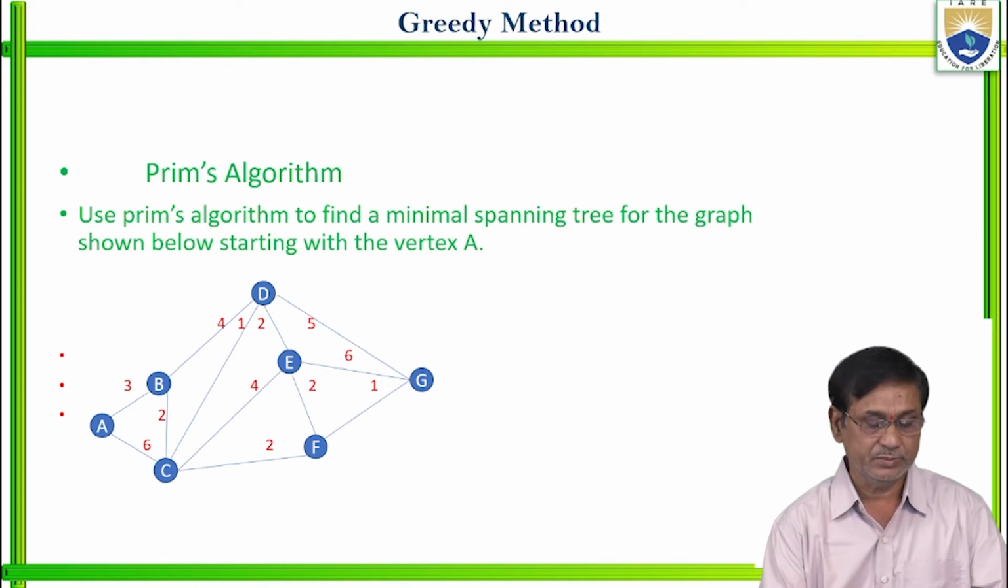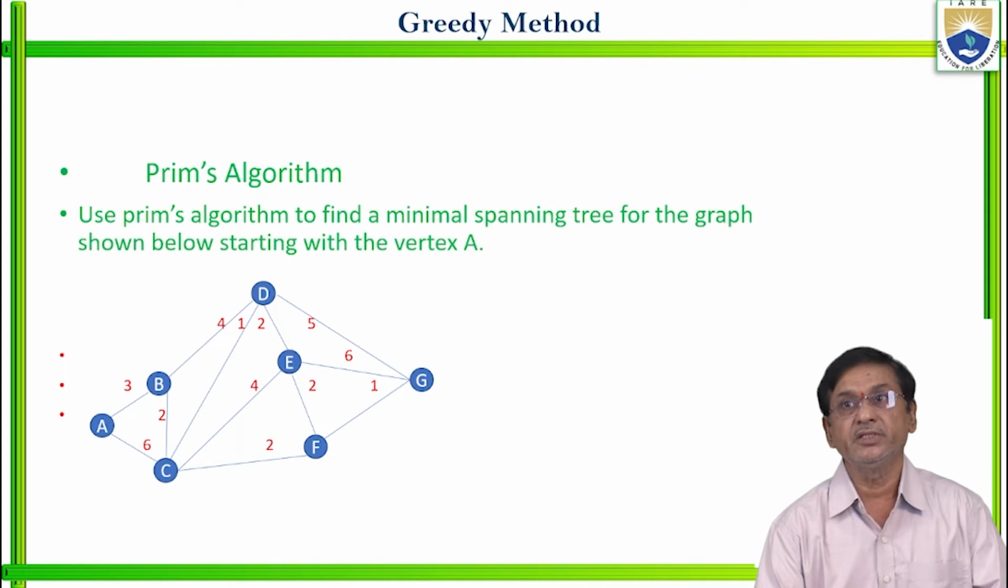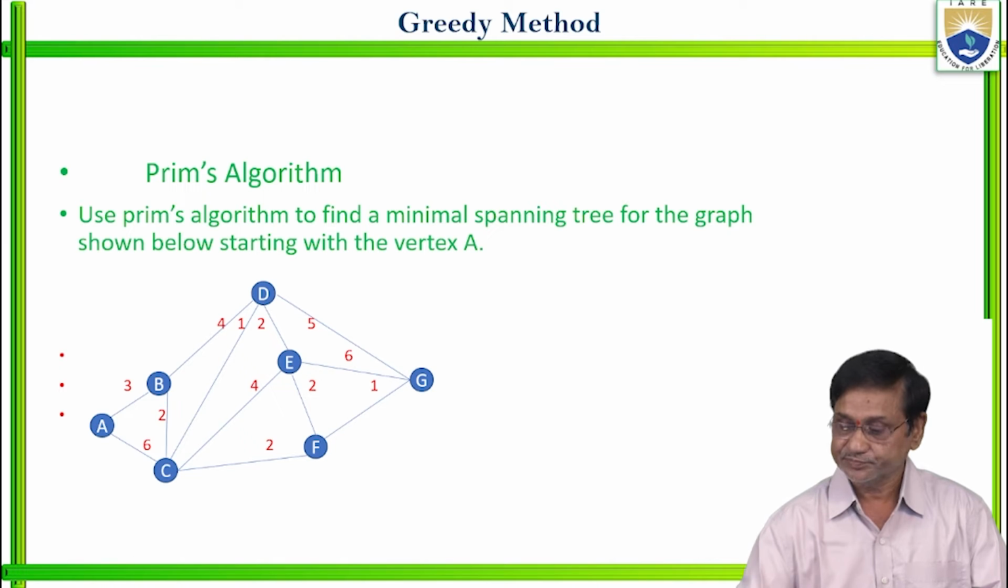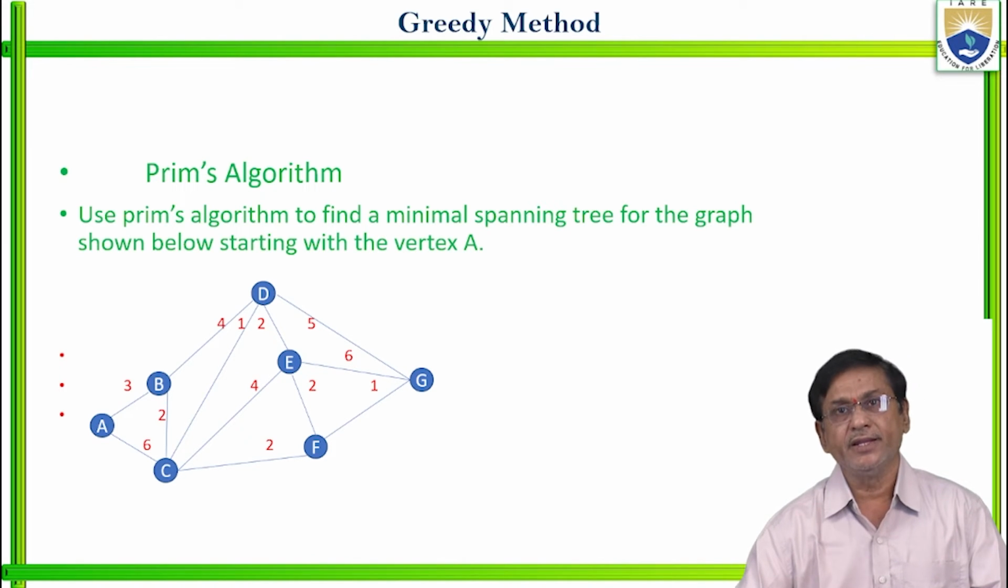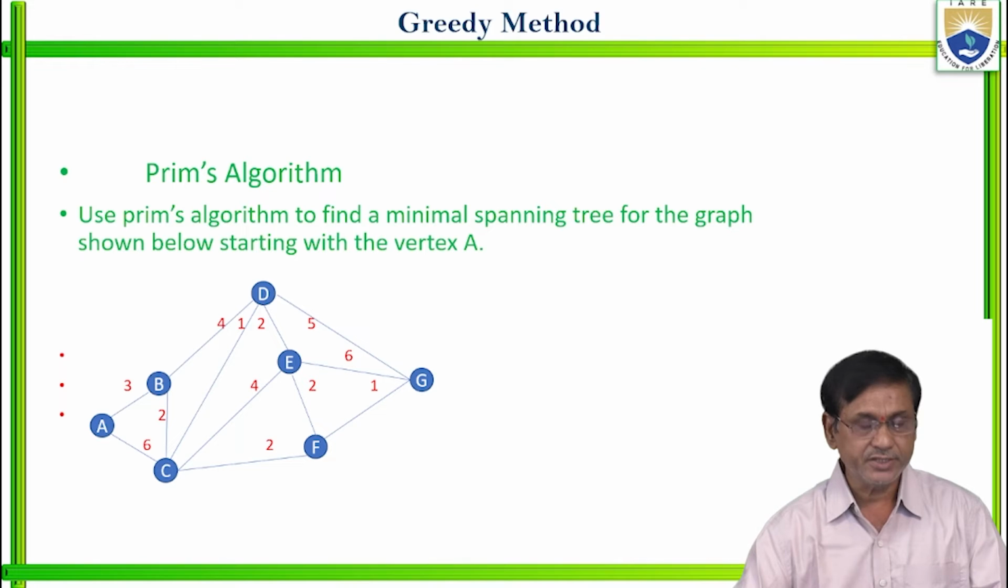Now consider another problem. Use Prim's algorithm to find a minimum spanning tree for the graph shown below, starting with the vertex A. The first step here is again to remove the parallel edges and loops, and then select the vertex A as the starting vertex.